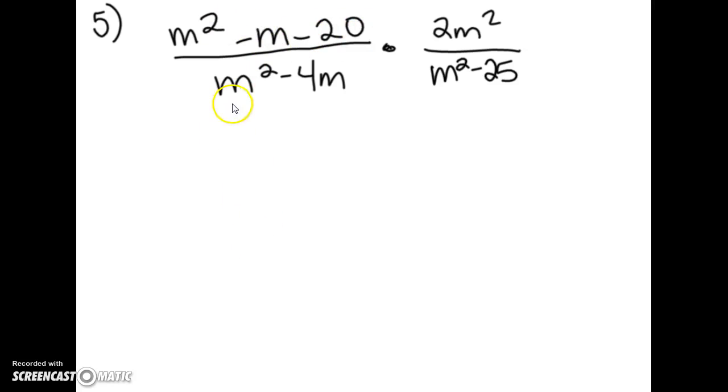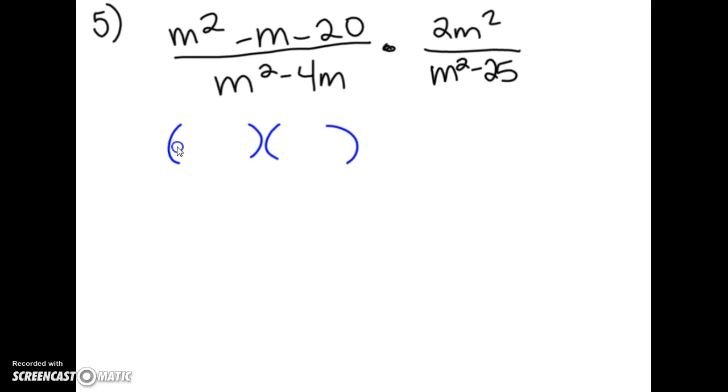Anything I can pull apart right away? No. So then what I do is I look at each individual piece. So I look up here, m squared minus 1m minus 20. That is a trinomial, so I'm going to be able to pull it apart just like this.